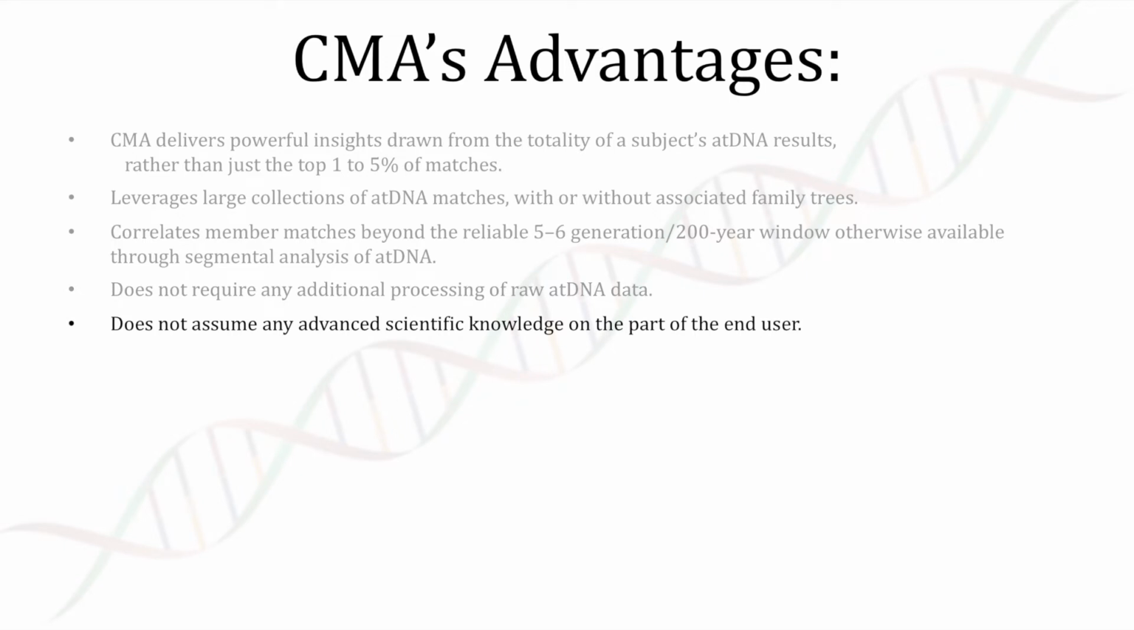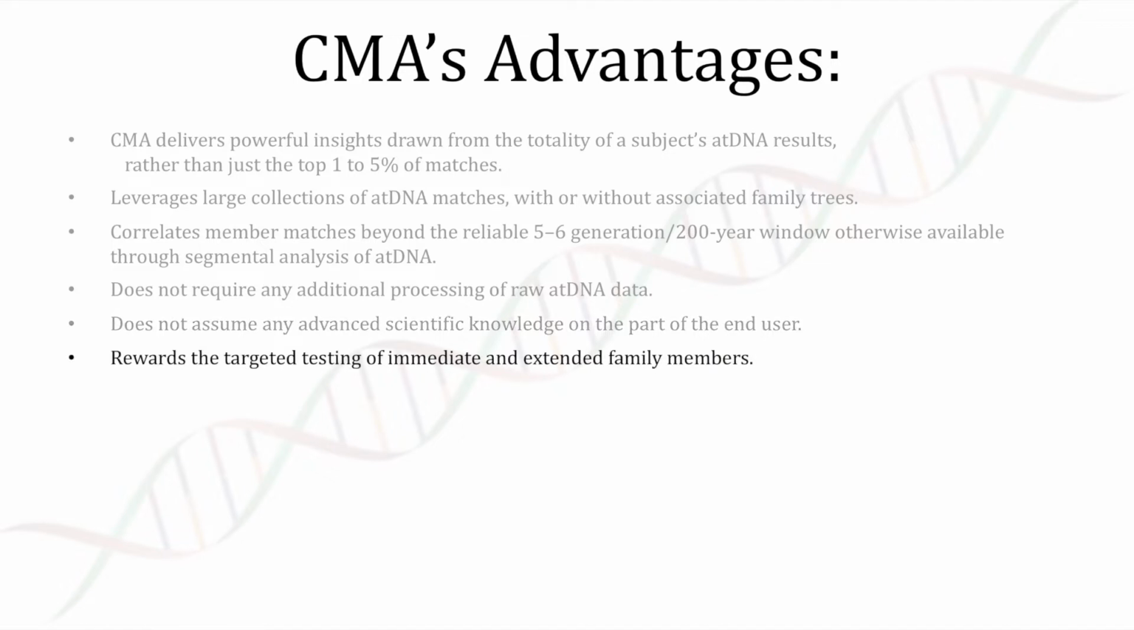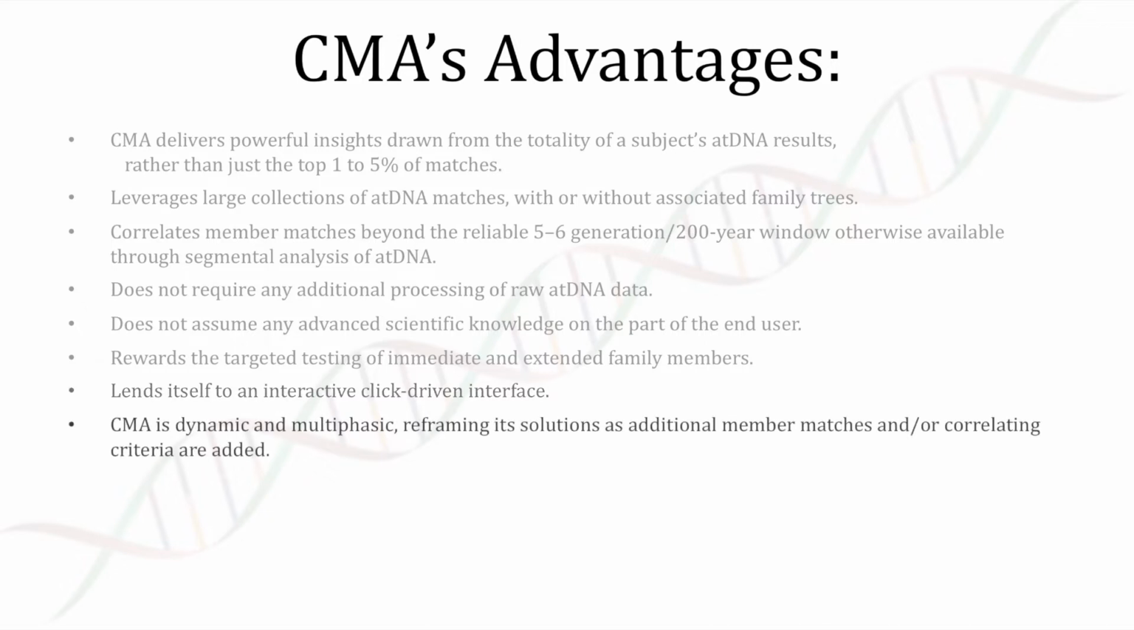CMA does not assume any advanced scientific knowledge on the part of the end user regarding chromosomes, genetics, alleles, or the like. CMA rewards the targeted testing of immediate and extended family members. CMA lends itself to an interactive click-driven interface. CMA is dynamic and multiphasic, reframing its solutions as additional member matches and/or correlating criteria are added, which is to say that every data point and test subject interacts with every other data point and test subject, so that when you add or change something, everything instantaneously adjusts to reflect this new information.